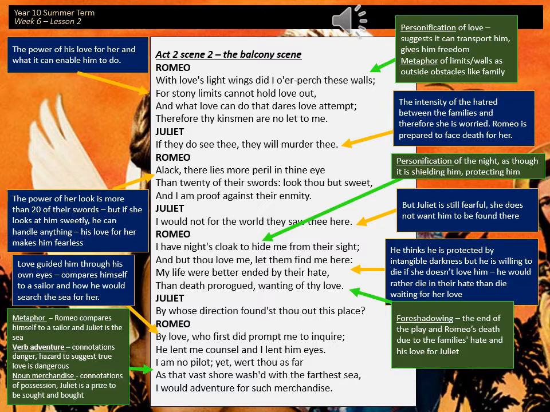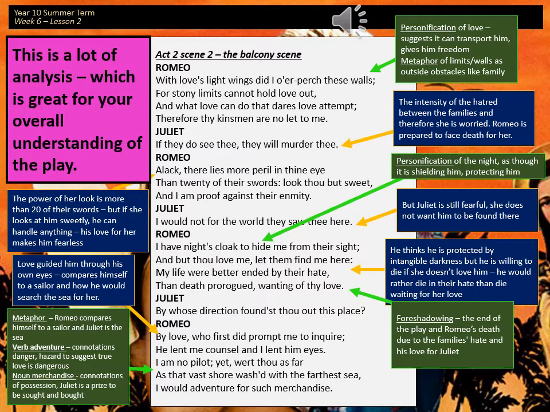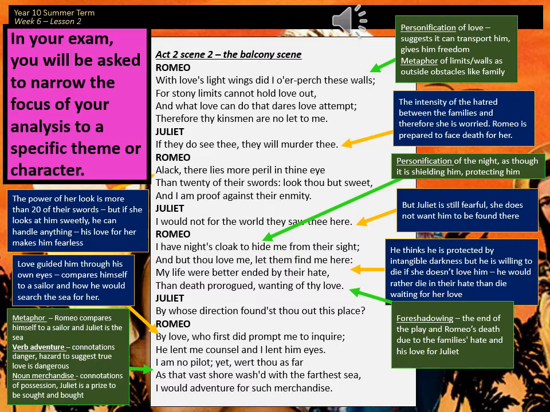Okay, so last lesson we looked at annotating an extract from Romeo and Juliet, and what we'll have ended up with is lots of great analysis about lots of different things that are happening in that extract. And that's brilliant, but in your exam you will be asked to narrow the focus of your analysis to a specific theme or character. Okay, so you won't have to talk about lots of different things, you'll be asked to really narrow your focus.